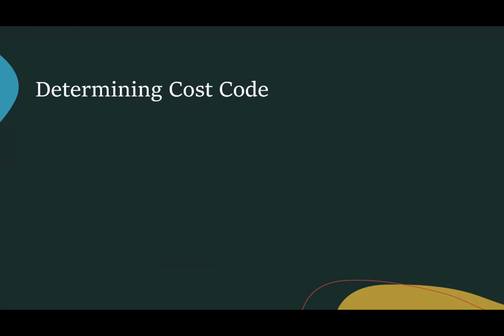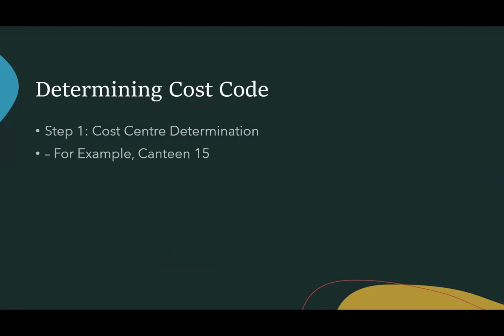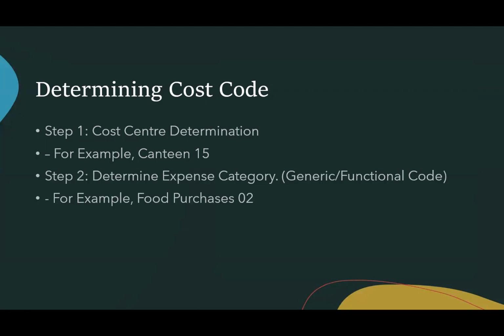Now, how do you determine the cost code? First you determine the cost center. Let's say canteen, where your employees and your staff eat food and have their lunch and break. We gave a code to that canteen, 15. Then we determine the expense category, which is also called the generic or the functional code. The canteen might be doing some food purchases. That's the expense of the canteen, and food purchases have a generic or functional code of 02.